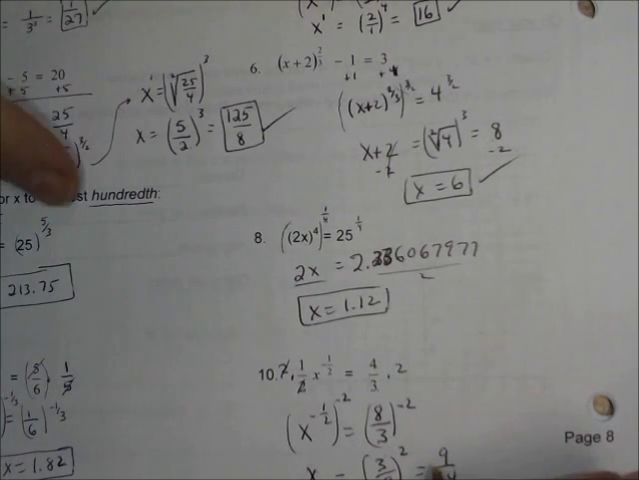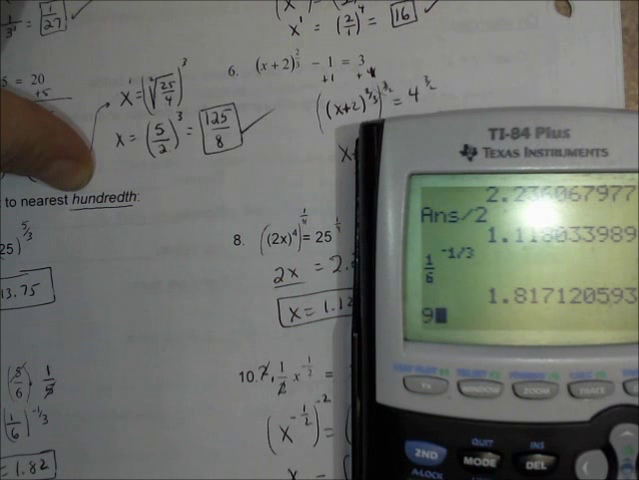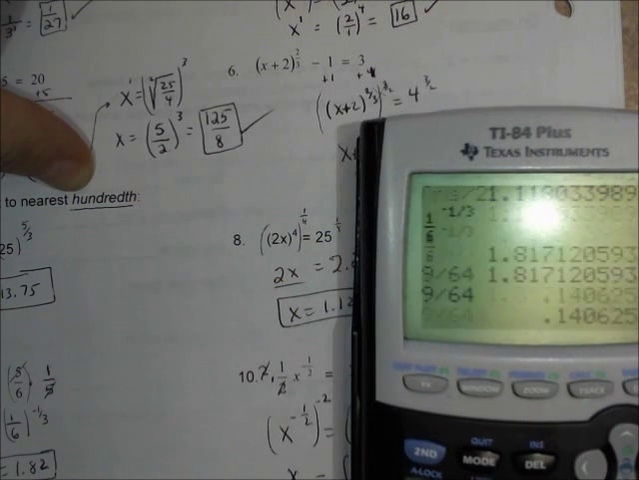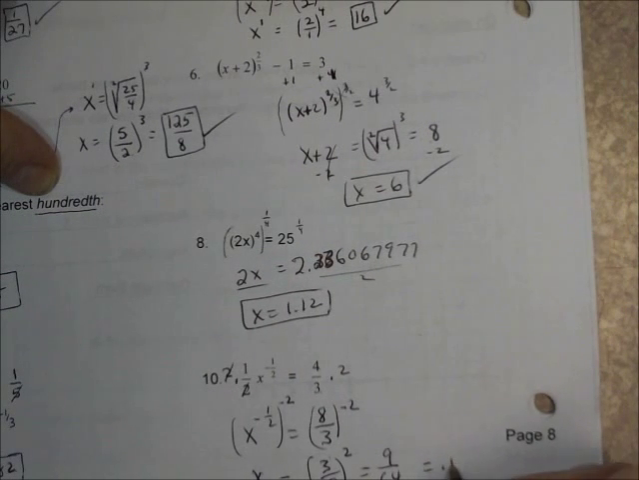Well, that's the fractional answer, but they want this rounded to the nearest hundredth. So I think I will just take my calculator out and see what 9 over 64 is. And it is 0.14 as a decimal. 0.14. So there it is, rounded to the nearest hundredth.